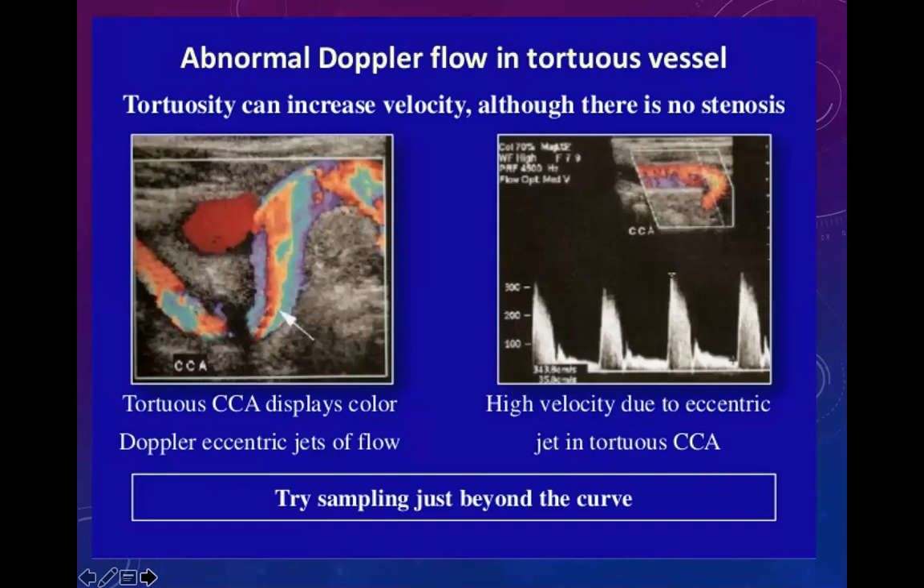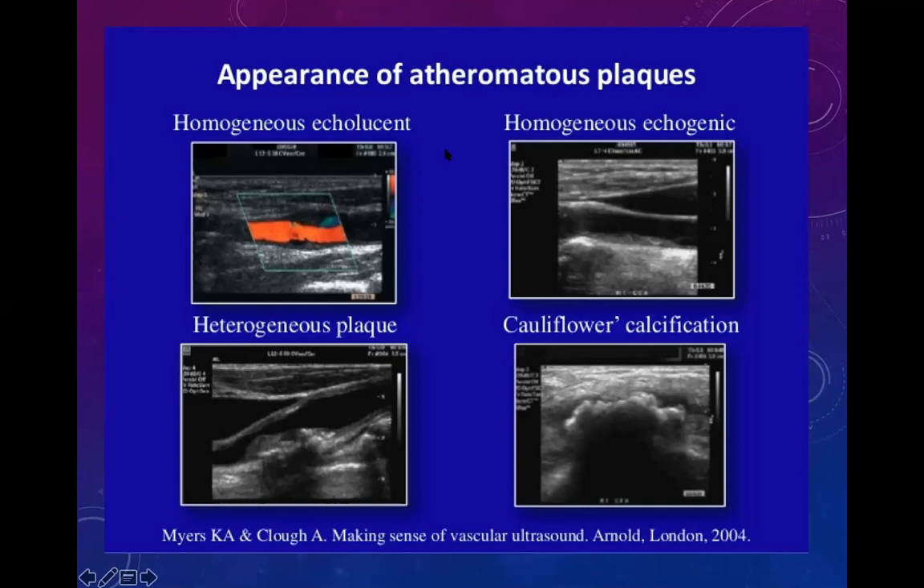So atheromatous plaque, how do they appear in the carotid, and what are the variations that you can see? So it may be a homogeneous echolucent structure seen like this. This is a plaque. There may be a homogeneous echogenic structure. There can be a heterogeneous plaque, which is of varied composition, which can have a certain lipid core inside. It can have a cauliflower calcification like this. So these are all the plaque morphologies, as we call them, in the carotid that can occur.